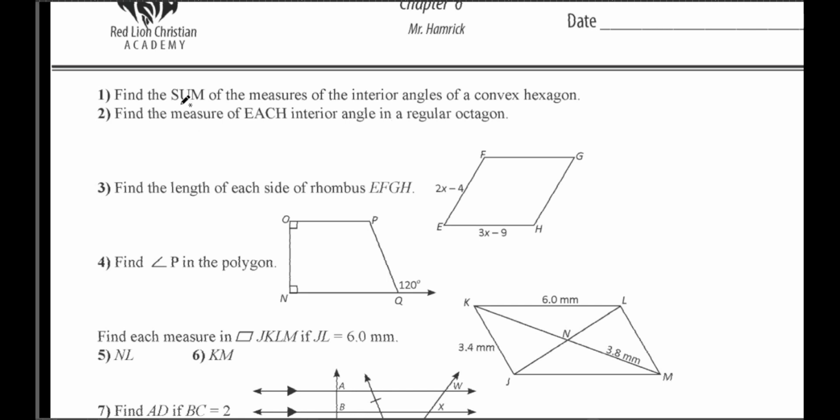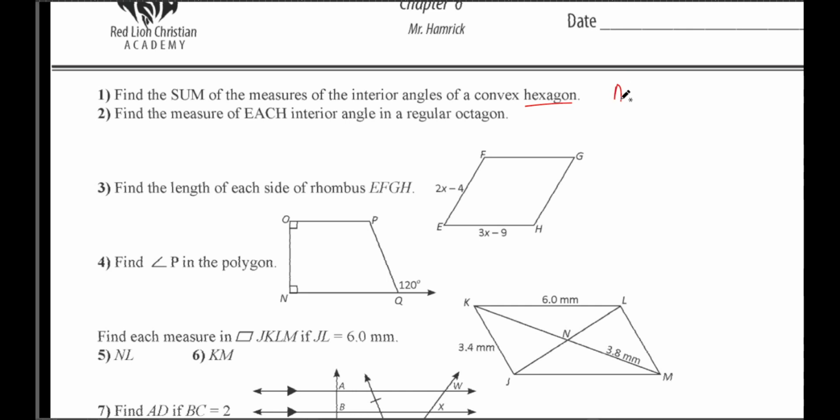Here we go. It says, find the sum of the measures of a convex hexagon. First of all, how many sides is a hexagon? Somebody talk to me so I know you're awake. 6 sides. All right, 6 sides to a hexagon. If I want to find the measures of all the angles inside a hexagon, it doesn't have to be a regular hexagon. I just need any 6-sided figure. If I add up all the angles inside, this is how you do it.